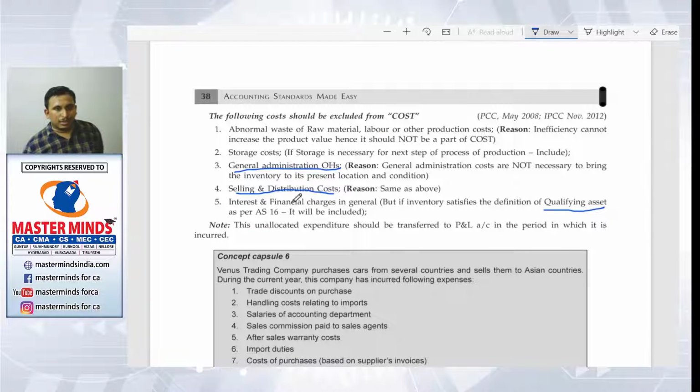Now thereby you might have understood even this storage cost, general administration, selling and distribution, all these four. The first one, something called abnormal loss, is there. What is that? Abnormal loss. Now let us discuss this one also. What is this abnormal loss? I think you might have already seen this, but in your costing and materials, a number of times you might have learned something like normal loss and abnormal loss.